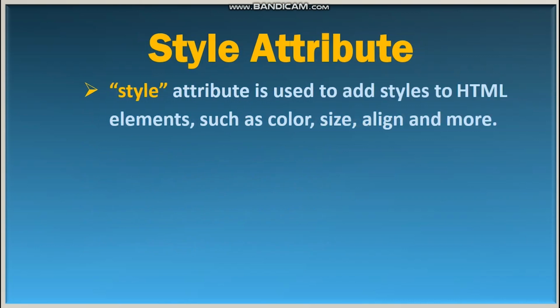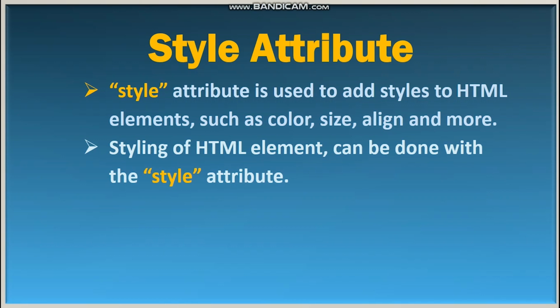First of all, we learn about style attribute. So what is style attribute and why do we use style attribute in HTML? The style attribute is used to add styles to HTML elements. Such as, if we want to change the color of our text, we use the color property. To change the size of the text, we use font size, and similarly, to align our text in HTML, we use the align property. Many more style properties are used for styling HTML elements. So styling of an HTML element can be done with the style attribute.